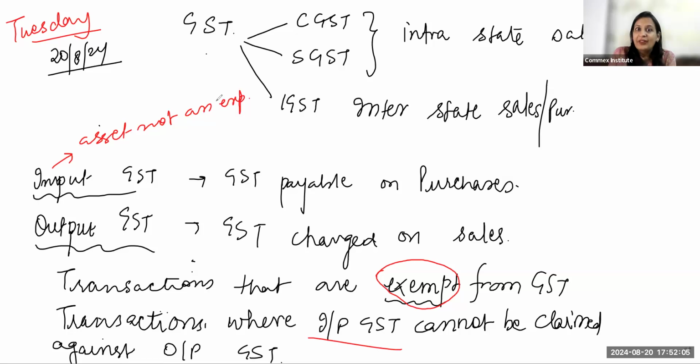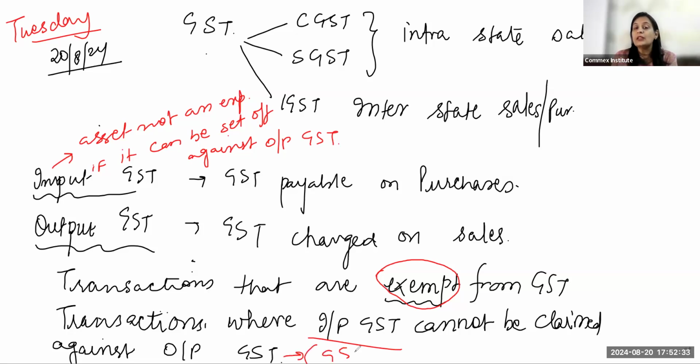But if it can be claimed, if it can be set off against output GST, now I'll tell you how we set off and what we mean by set off. But if we cannot claim it, if we cannot set it off against the output GST, then it becomes an expense. So here GST will be treated as an expense. Are you getting the difference, bacho, between when GST is an asset and when it is an expense?